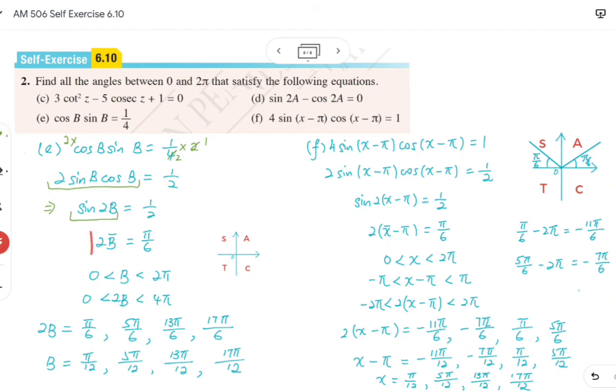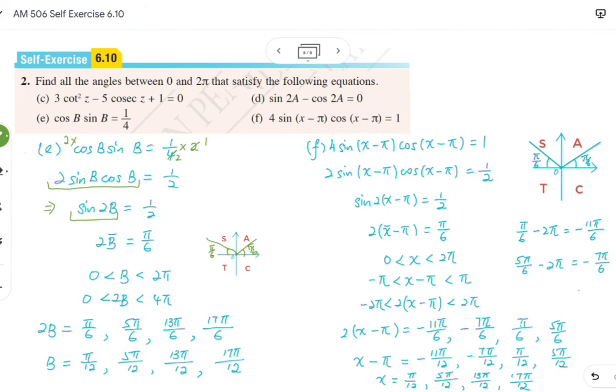And the reference angle for 2b is 30 degrees, which is pi over 6. So, where do we put our pi over 6? We place the pi over 6 in quadrant number 1 and quadrant number 2. Alright?